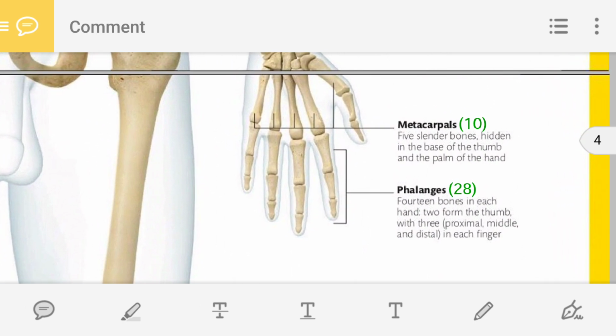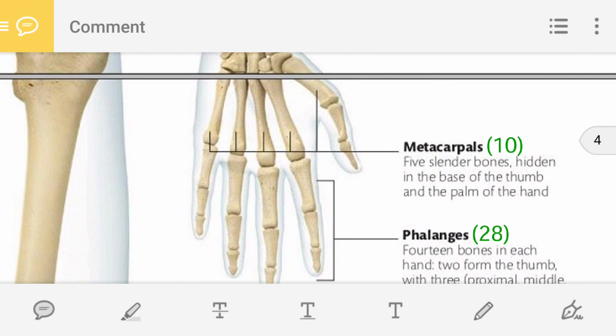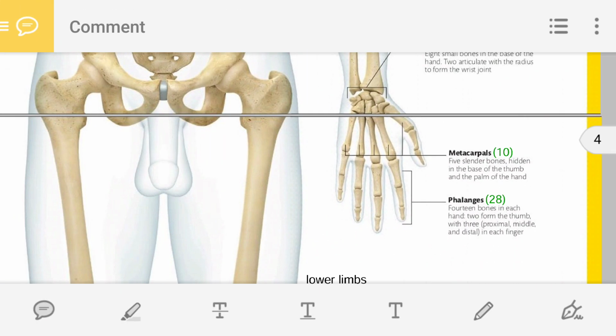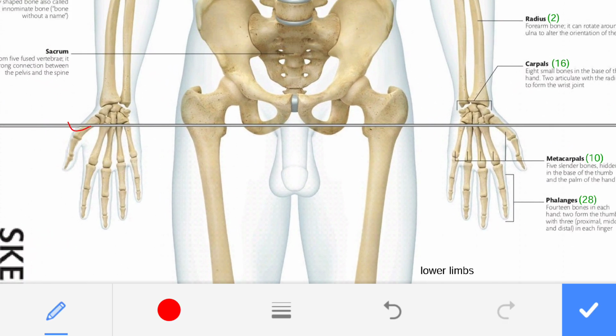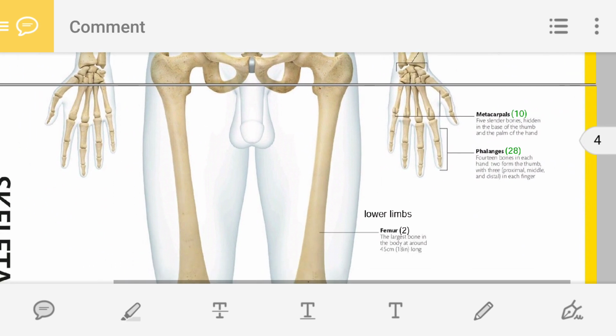Then the bones of our palm. The bones of the palm are known as the metacarpals, and there are 1, 2, 3, 4 and 5. That means 5 in the left hand and 5 in the right hand. These are the metacarpals, and over here these are all metacarpals. So 5 plus 5, that means 10 metacarpal bones.